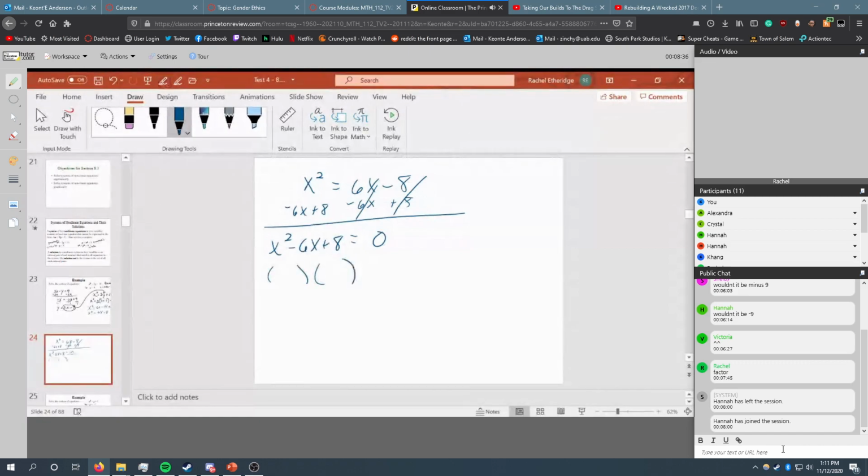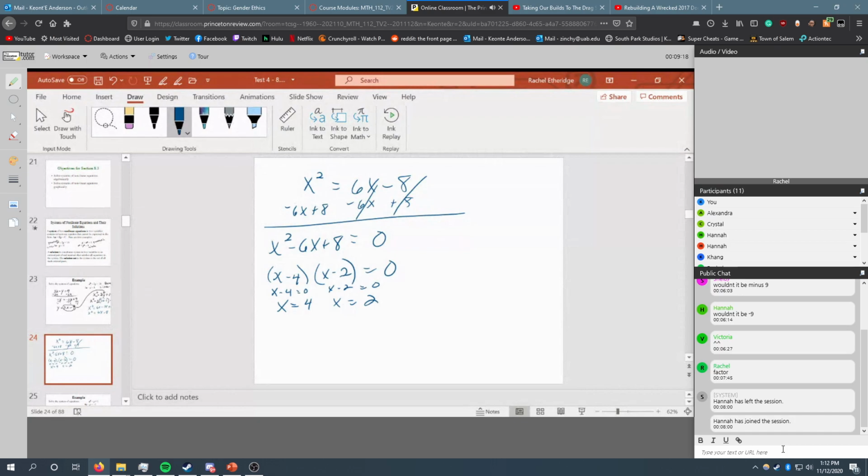And I can factor that because I can multiply to get 8 and add to get -6 if I use -4 and -2. -4 times -2 multiplies to give me 8, but adds to give me -6. That's what I want. So set the two factors equal to 0 and solve for x. So you get x equals 4 and x equals 2.